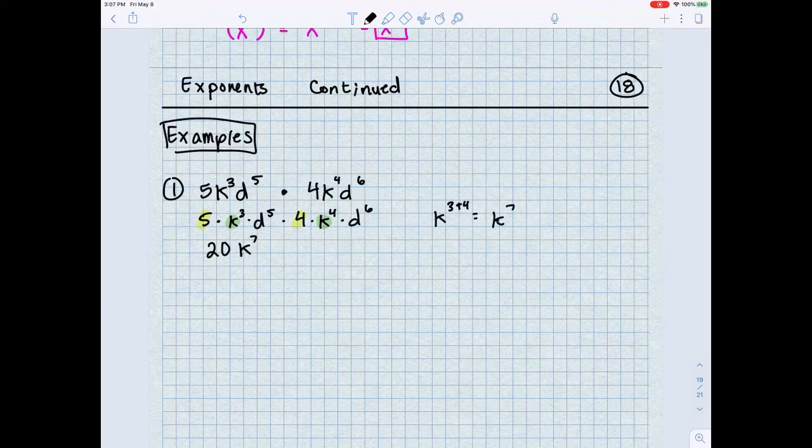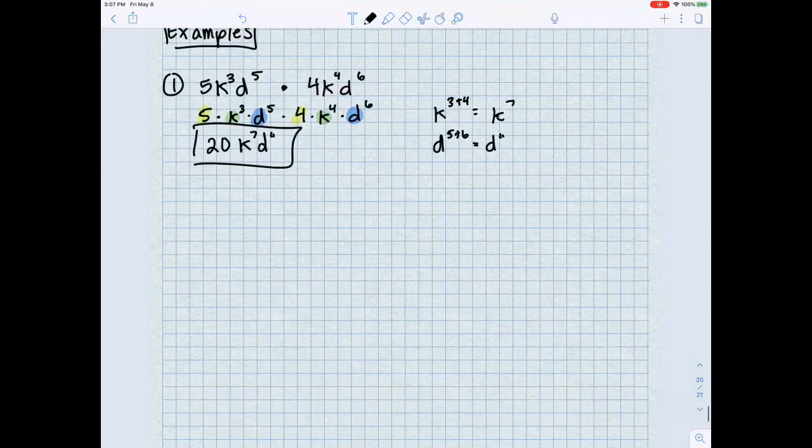So I'm going to go ahead and write that. Then I'm going to do the same thing with d. So d to the 5th, d to the 6th, hey, they have the same base, so that means I can use my rule here. So d to the 5 plus 6 power, that's d to the 11th. And this is my final answer. See how that works? Let's try another one.